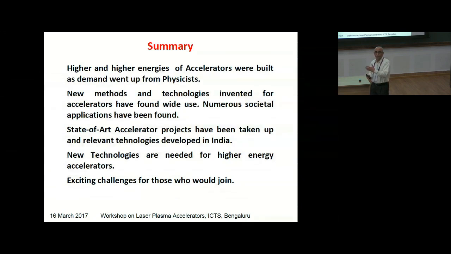Of course, when you try to develop that, you keep in mind what is required from the accelerator physics community: the input, that is flux, as well as the emittance. These are the two factors to keep in mind. So for anyone who wants to join in, there are exciting times ahead.